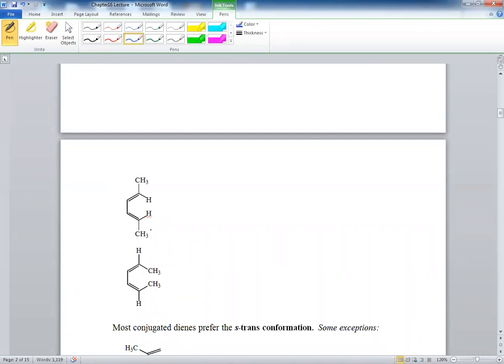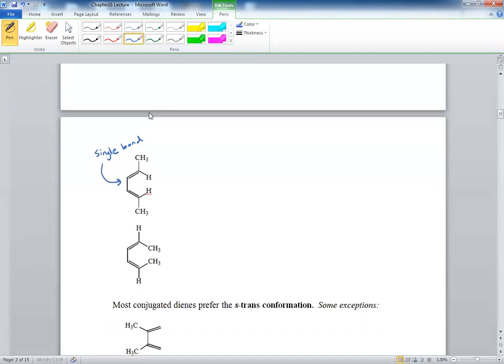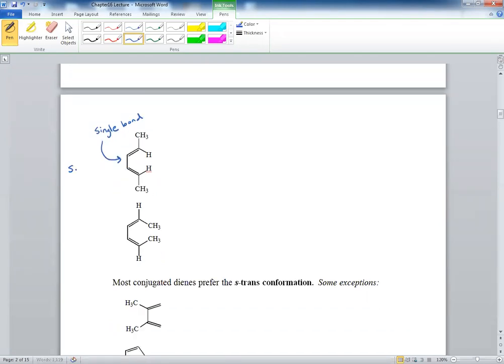So this is an example here, the same compound that we drew. If you notice that we have this single bond right here, that's where the S comes from. So we say S. And if you notice here, the double bonds are on the same side, or the H's are on the same side on that single bond. So that's called S-cis.